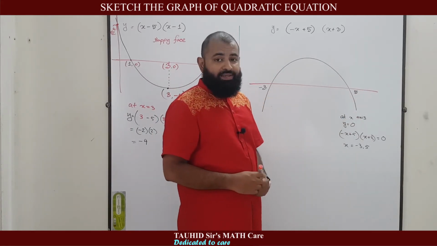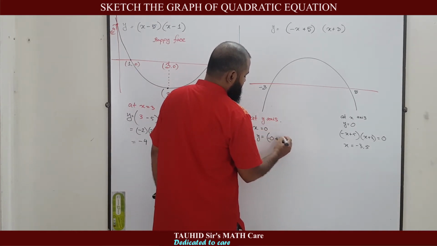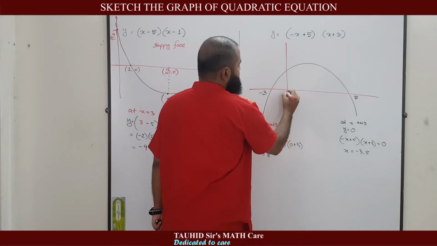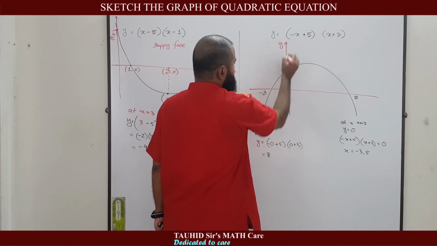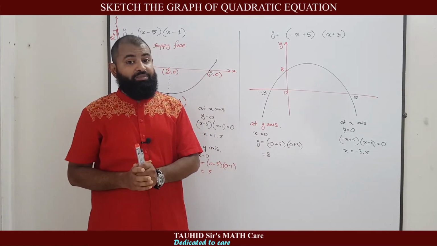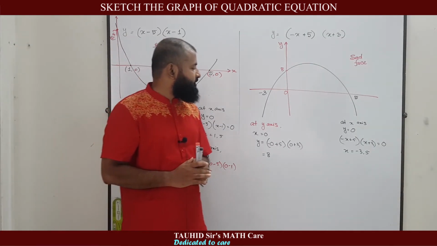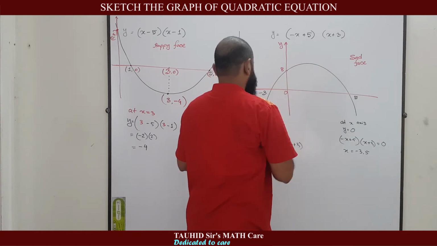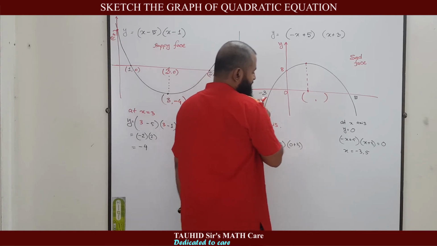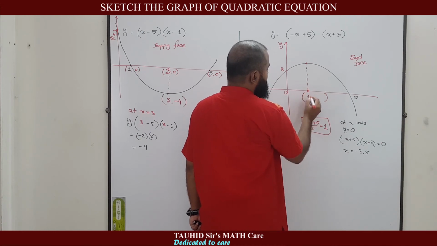What about the y-axis? At y-axis, x equal to 0. That means y equal to minus (0 plus 5) multiplied by (0 plus 3). That means 8. This is the y-axis and this point is 8. Now what about the maximum point? You can clearly see here that in the curve with the shape of a sad face, this is the maximum point, and for the maximum point, the x coordinate is the mean value of this and this. So the x coordinate of this point is 1.